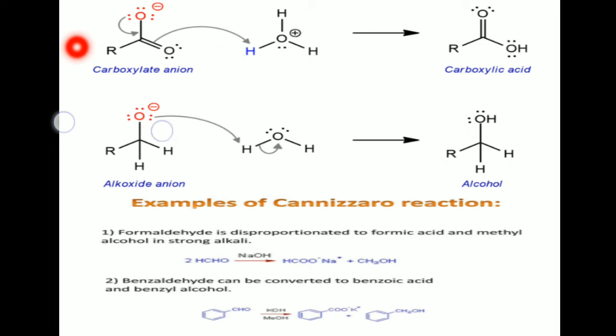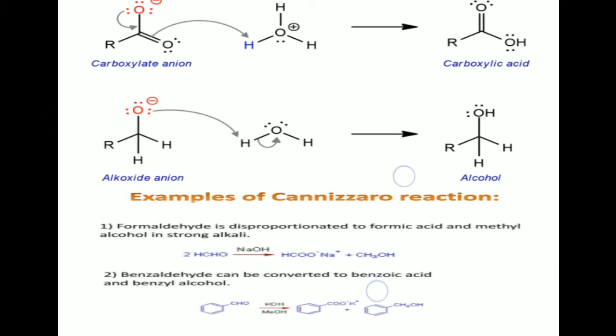That alkoxide ion, during the mechanism we observed that the alcohol before formation is present in the form of alkoxide. When that alkoxide reacts with water in the reaction, we get alcohol in this way. So we can separate this carboxylate ion and alkoxide ion by the addition of water in the form of respective carboxylic acids and alcohols. This is about the Cannizzaro reaction.